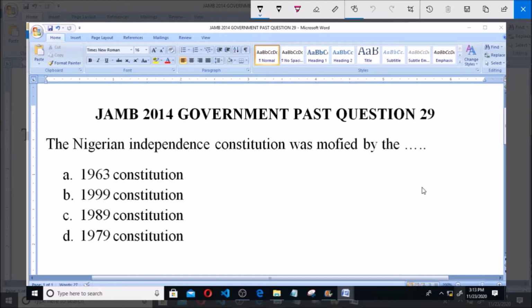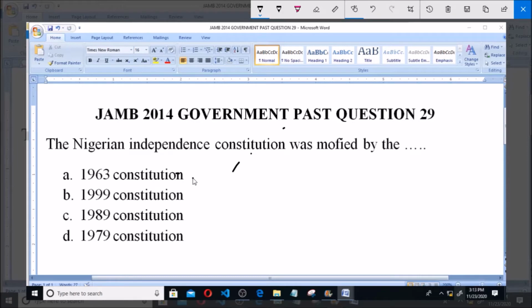2014 government past question. Question number 29 says: the Nigerian independence constitution was modified by the dash. The Nigerian independence constitution was modified by the dash. That is, the change that occurred in the independence constitution was influenced by which constitution? So that is all the question.